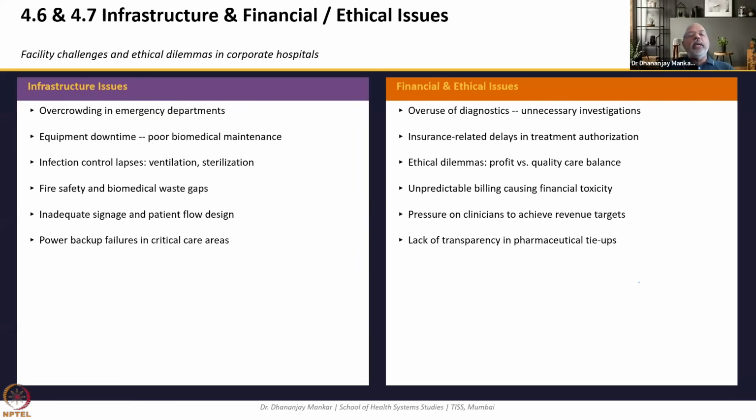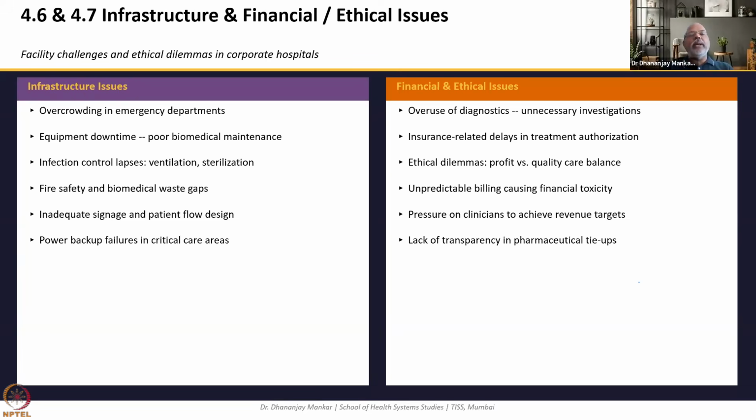Now we'll talk about infrastructure and financial issues, which are very imperative, especially for corporate hospitals, which fail because of a lot of overcrowding in the emergency department. When your emergency department is not able to handle it, major rejections happen, and the hospital faces a lot of problems, where sometimes a patient dies in the emergency department, or the shift, transfer or referral is not done in a proper way.